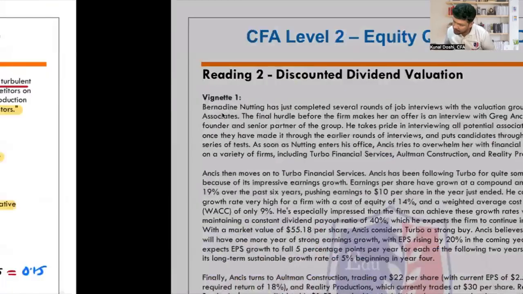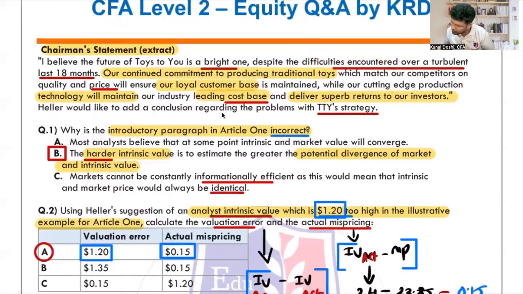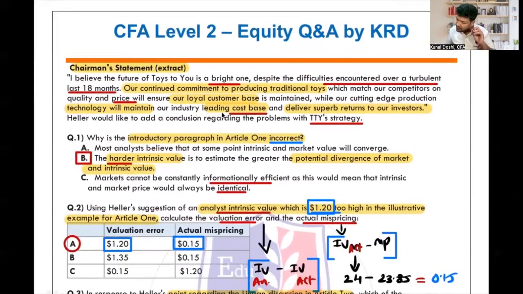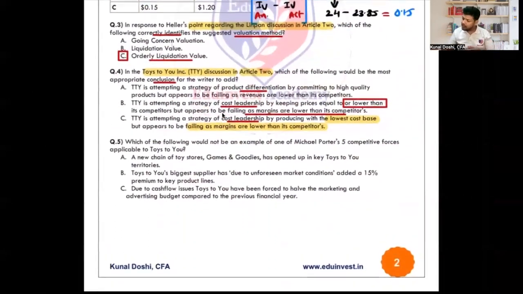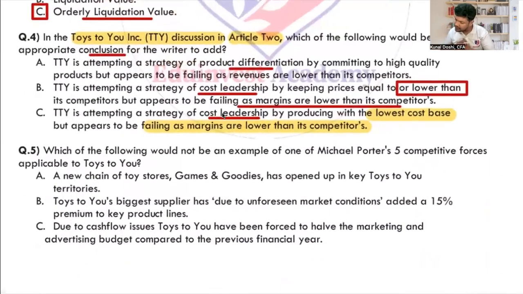So our continued commitment to producing traditional toys which match our competitors on quality and price will ensure a lower customer, while cutting edge production will maintain our industry leading cost base and deliver superb returns. So they are planning to be the lowest cost producer, isn't it? Correct. So between B and C, lowest cost base, of course, their margins are failing.